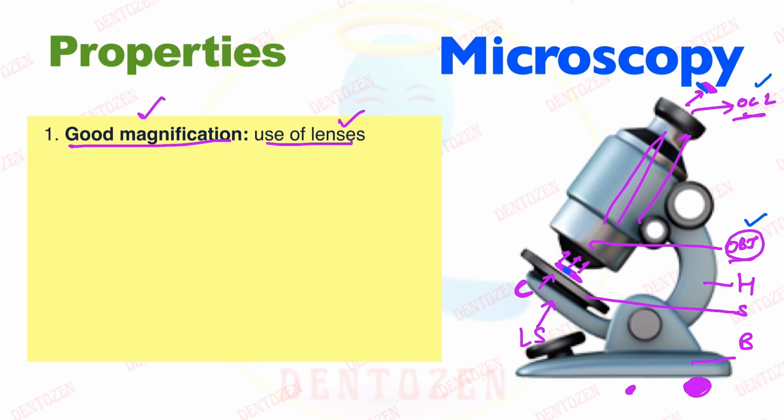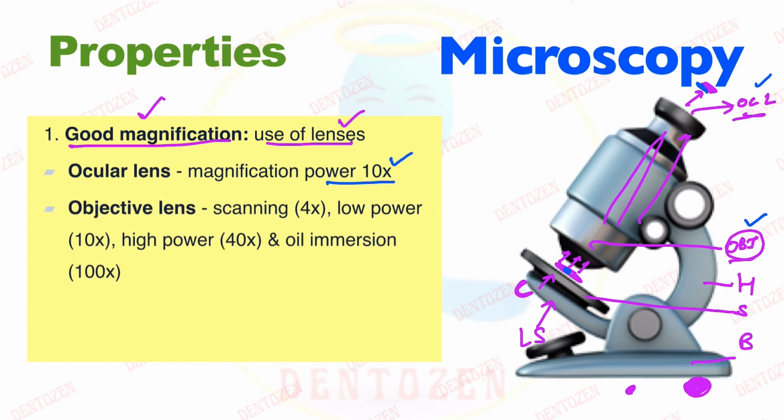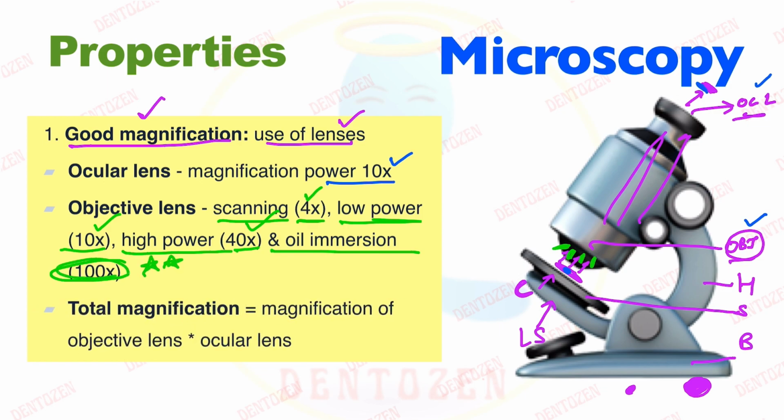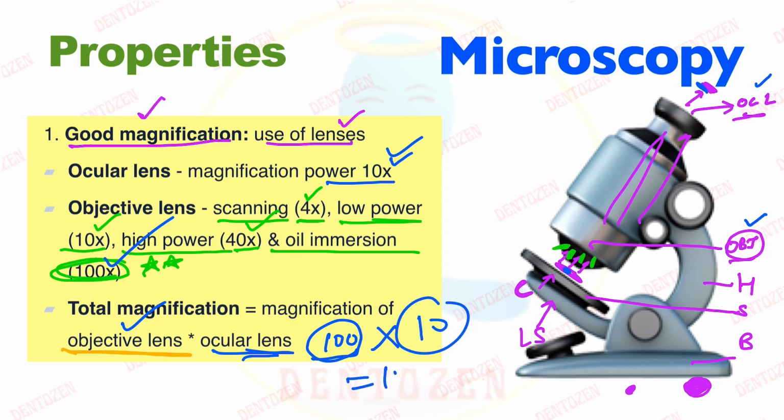So the ocular lens magnification power is 10x, and for the objective lens we can have different types with different magnification powers. For example, scanning has 4x magnification, low power objective has 10x, high power objective has 40x, and oil immersion objective has 100x magnification. All these can be your viva questions. Total magnification is the magnification of the objective lens times the ocular lens. The maximum for the objective lens is 100, and for the ocular lens is 10, so total magnification can be 1000x.